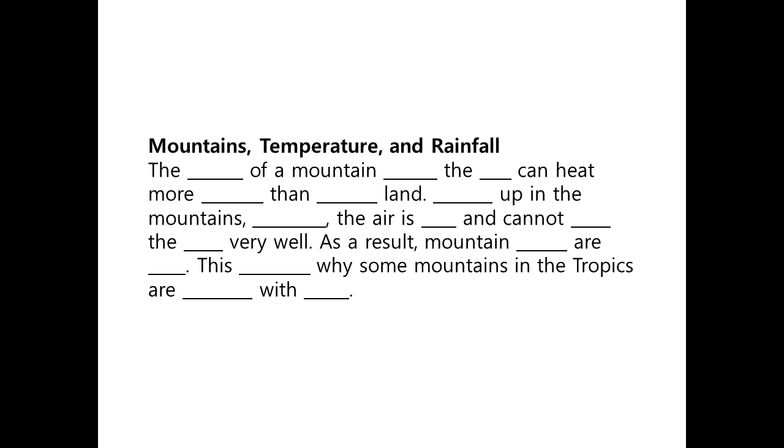Mountains, temperature, and rainfall. The slopes of a mountain facing the sun can heat more quickly than nearby land. Higher up in the mountains, however, the air is thin and cannot hold the heat very well. As a result, mountain peaks are cold. This explains why some mountains in the tropics are covered with snow.